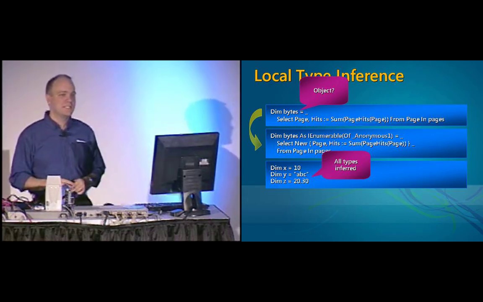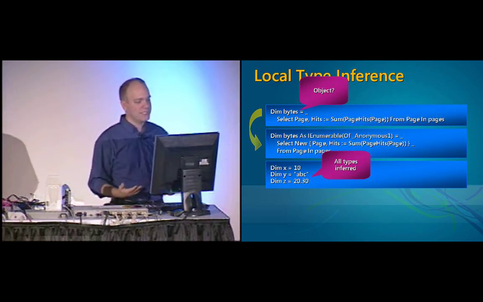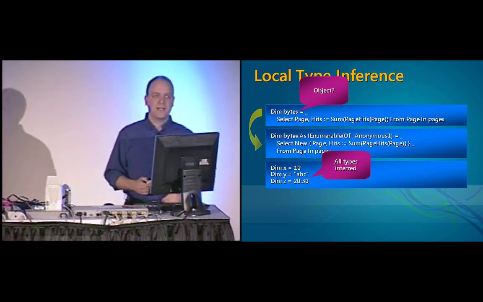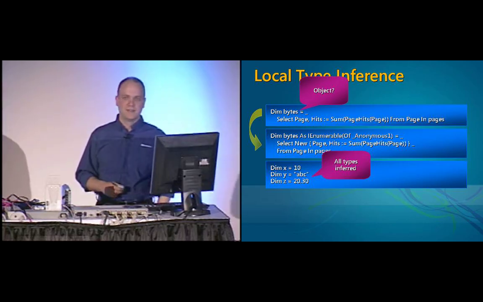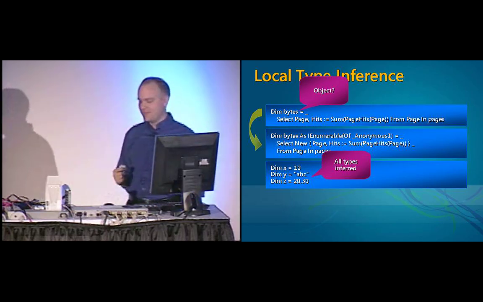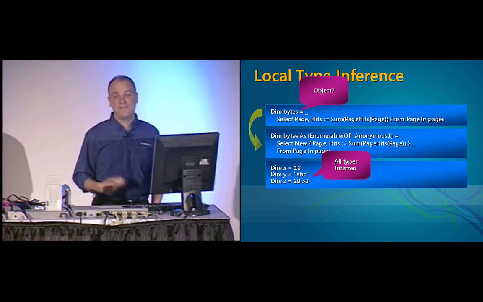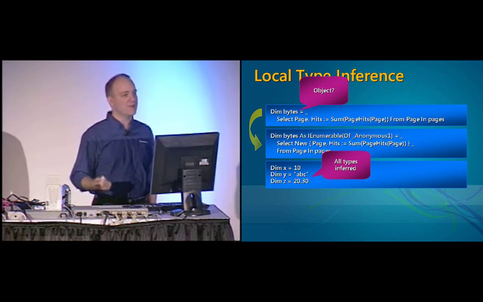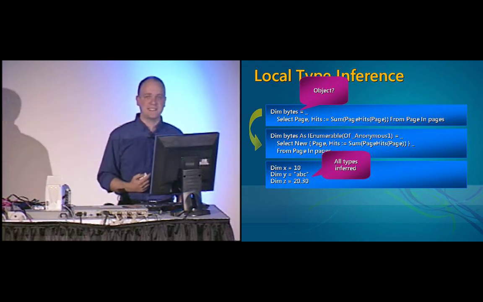So the final piece of this puzzle is local type inferencing. Now, if you'll notice again, this query I wrote that created the anonymous type. Normally, as you know, in VB 2005 today, if I wrote something like this it would be object. And in fact, if I had option strict on, I'd get an error saying you can't declare a variable without saying a type.